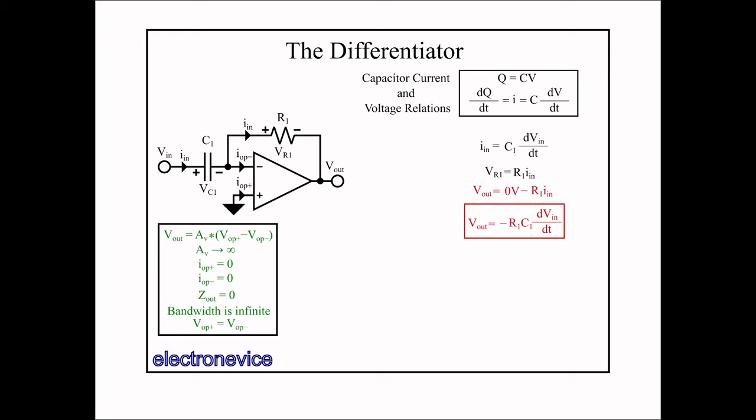And to get Vout, we account for the way VR1 is oriented with respect to VOP minus, and we get our transfer function. Vout equals negative R1 C1 times the derivative of input voltage with respect to time. Similar to the integrator, there isn't really an expression for gain for the differentiator in the time domain as with previous circuits, since the output is not proportional to Vin, it's proportional to the time derivative of Vin.